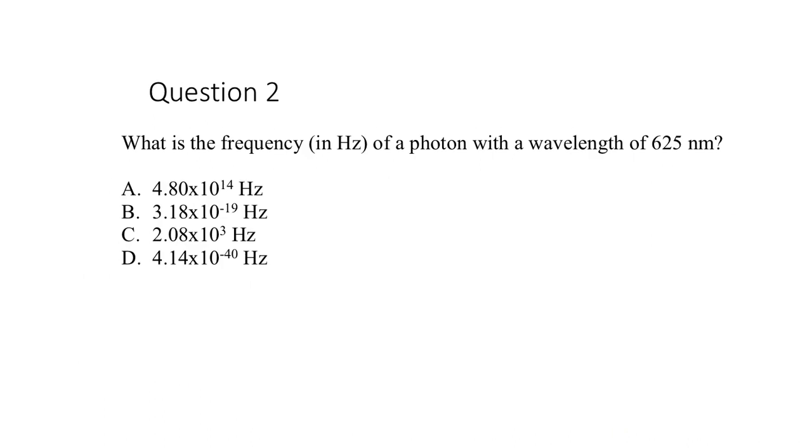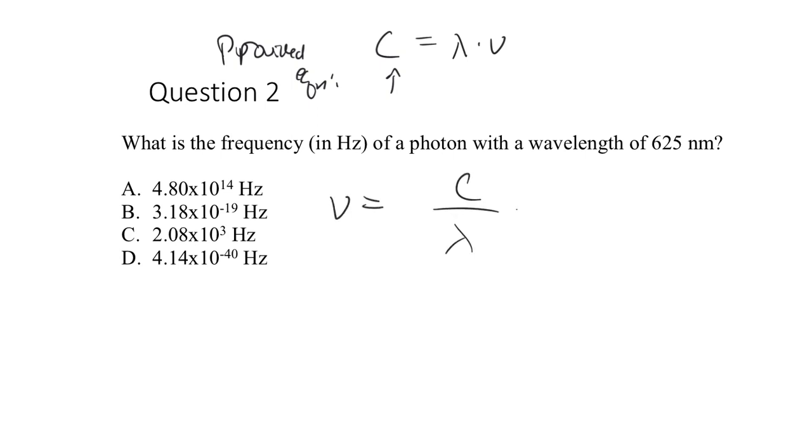Question 2, what is the frequency of a photon with a wavelength of 625 nanometers? If you go to the daily quizzes and look at the equation sheet, you'll see that there are some provided equations. And I'll try to mention these as we go along, that a provided equation that you'll get with midterm 3 is that C is equal to lambda times nu. You'll be given the value of the speed of light in the vacuum that we're using here. And so to calculate the frequency, it's going to be C divided by lambda.